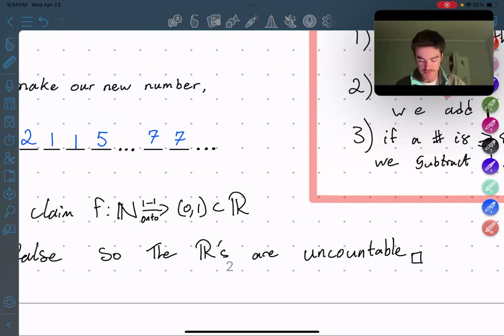And that was Cantor's so-called ungodly proof, or nonsense proof.